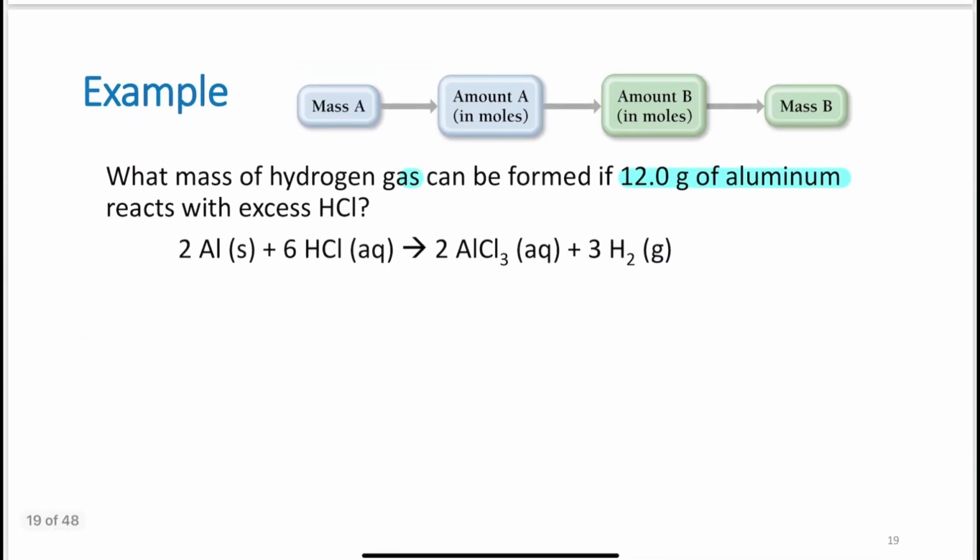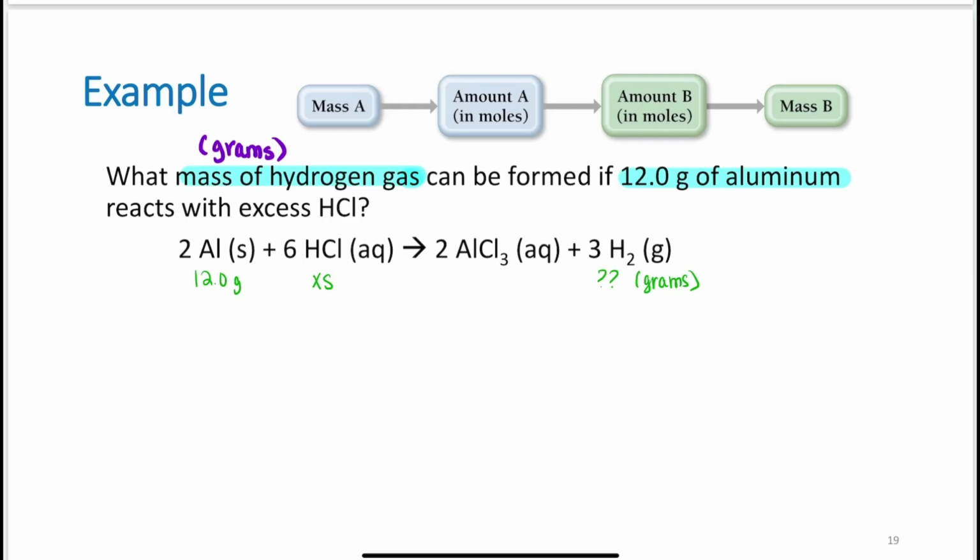Okay, what mass of hydrogen gas, so I want to know mass of hydrogen gas, can be formed if 12 grams of aluminum reacts with excess HCl? When it says mass here, it doesn't specify, but it means grams. Mass means grams, okay? The other thing I like to do is write down below the equation what I have. So I'm told that I'm reacting 12 grams of aluminum with excess HCl, and I want to know the number of grams of H2 produced.